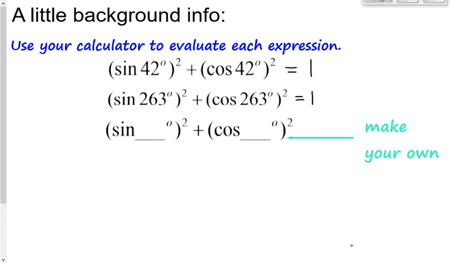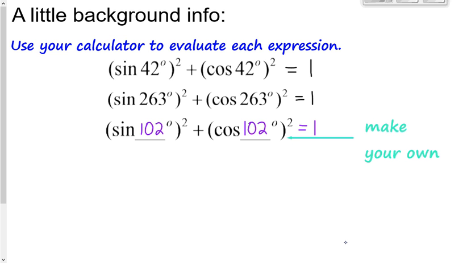And you could grab your calculator. You could pick any other angle you want. It could even be negative. Whatever you like, your favorite number. Maybe it's 102. Whatever it is, if you find the sine and then square it, and the cosine and then square it, and then add those together, you always get 1. So that's known as a trigonometric identity because you always get the same thing no matter what you plug in.